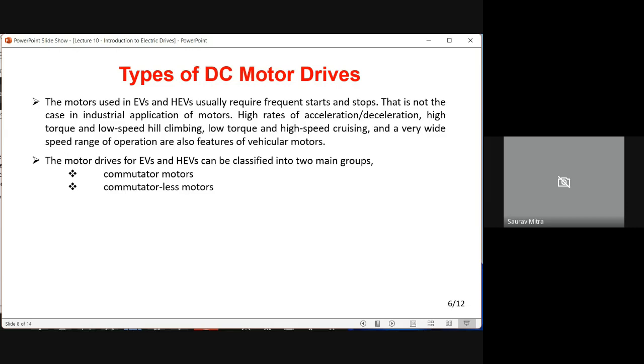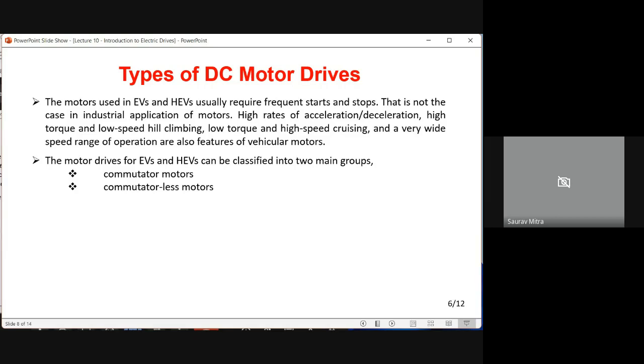Or if there is a very good road and it is open, and we want to increase our speed, then we can accelerate. So there is a very high rate of change of torque and speed in the case of a vehicular DC motor. That is a requirement the motor has to satisfy. So low torque, high speed cruising and a very wide speed range of operation are also features of a vehicular motor.